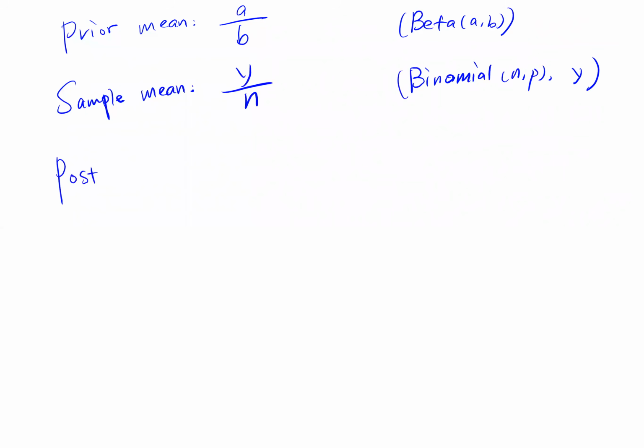Posterior mean, what do we have again? We have beta a plus y, and then b plus n minus y, right? Yeah, so it's a beta distribution, so we know it is what? a plus y over b plus n minus y.